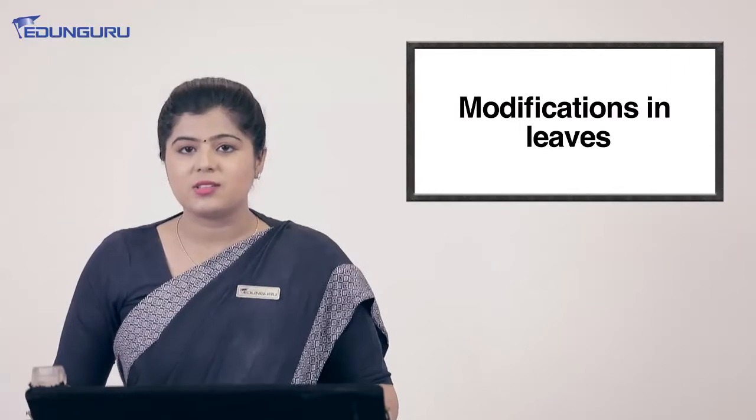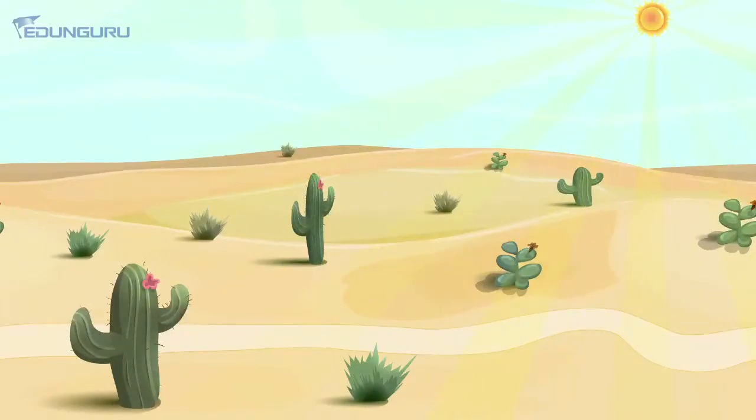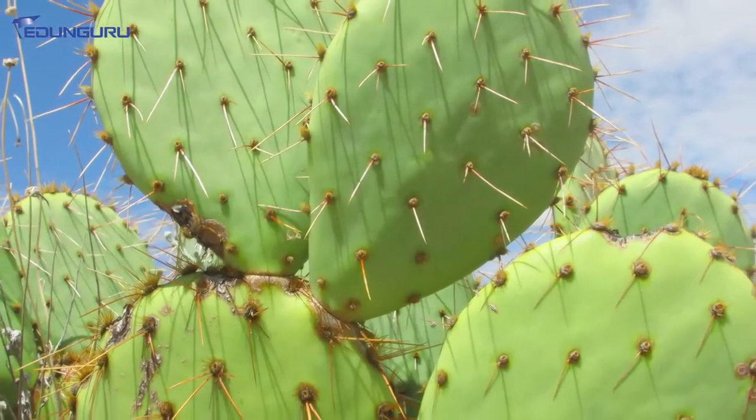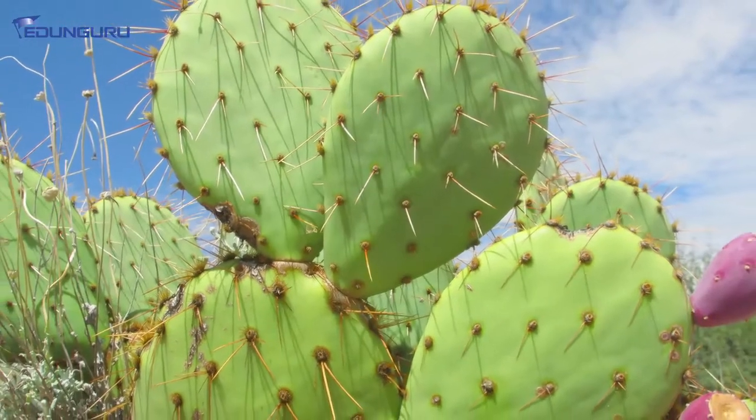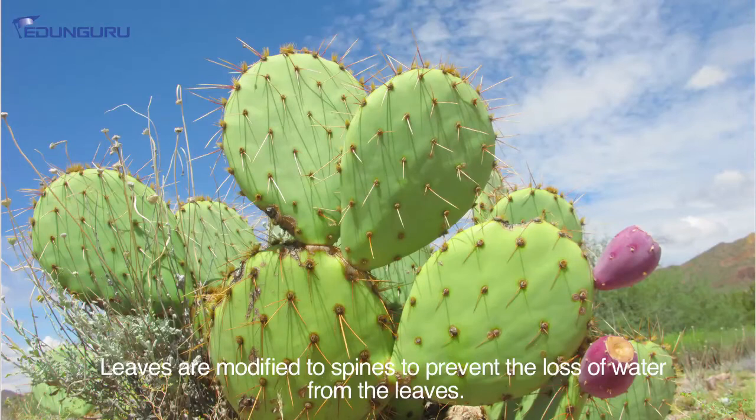Now, some leaves are also modified. We saw modifications in roots and in stems. Now, we'll talk about modifications in leaves. First modification: when you go to a desert, we see that there are so many cacti. The reason is, in deserts, we have scarcity of water. And we know that loss of water happens from the leaf. So now see, in cactus, we have spines. These spines are basically modified leaves. The leaves are modified into spines.